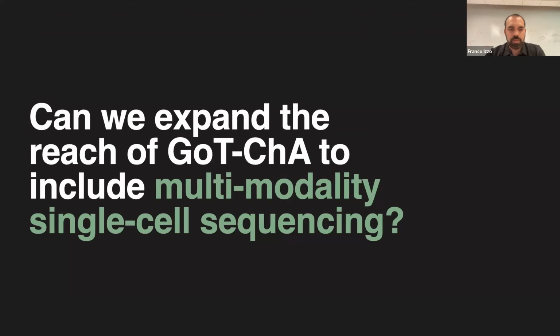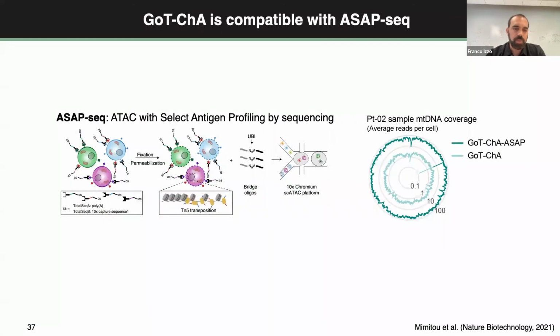So after describing the system within patients, we next asked whether we can expand GoTChA to include multimodality single-cell sequencing. So can we increase the layers of information that we capture during these experiments? So we aim to expand GoTChA's capabilities using ASAP-seq, or ATAC with select antigen profiling by sequencing, which was developed by our collaborators here at the New York Genome Center.